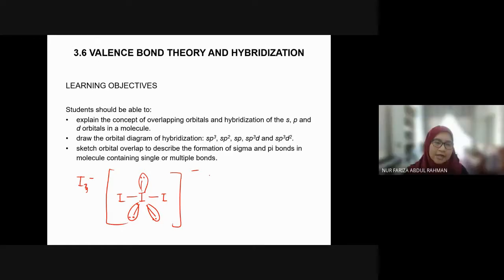Non-polar. It is non-polar because it is I with I with I. So they share equally. When they share equally, that means there's no dipole moment. Okay, there's no dipole moment. We cannot draw the dipole moment because they have the same electronegativity. So the molecule itself is non-polar.